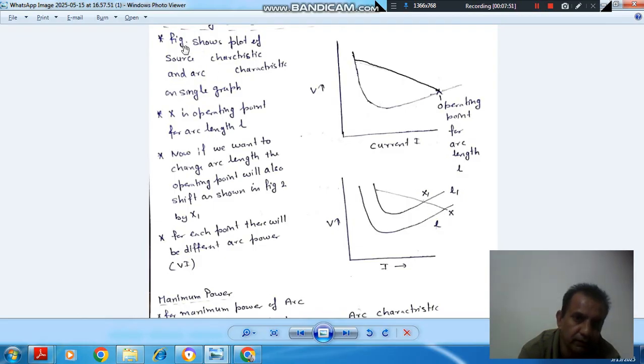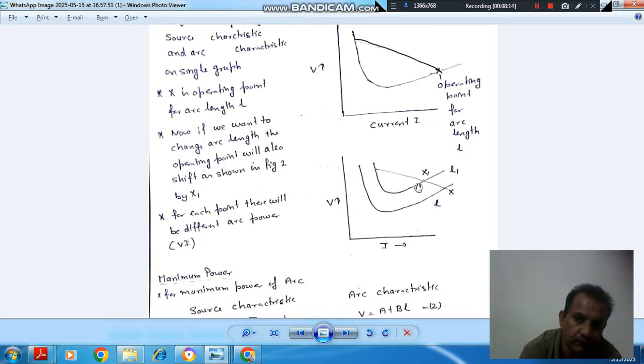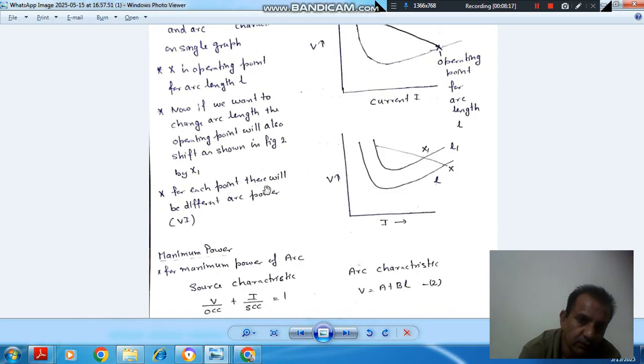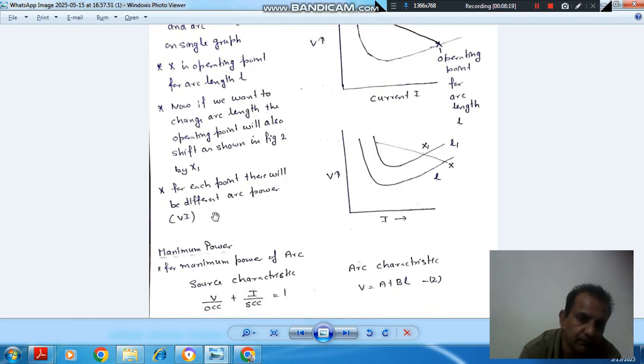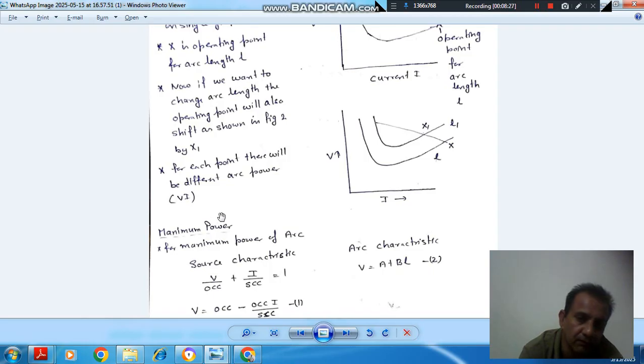This figure shows a plot of source characteristics and arc characteristics on a single graph. X is the operating point for arc length L. Now if we want to change the arc length, the operating point will also shift, as shown in figure 2, to X1. For each point there will be different arc power. This is the voltage and this is the current, so power is VI. So for each point there will be different power.